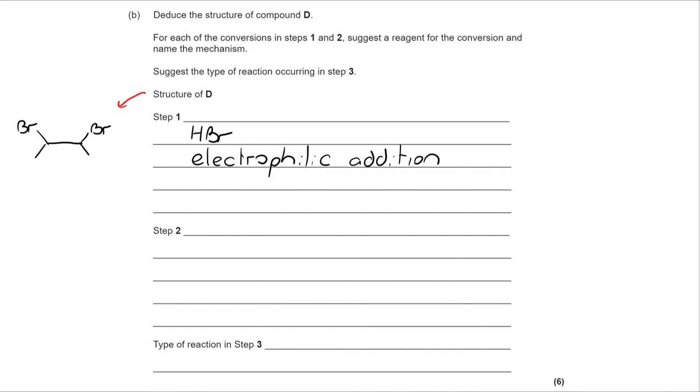The electrophiles are attracted to the electron-rich double bond, and it's addition because we start with a double bond and then we lose it because we add things on each side.